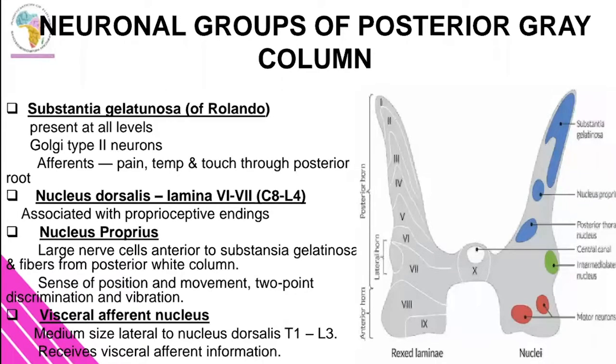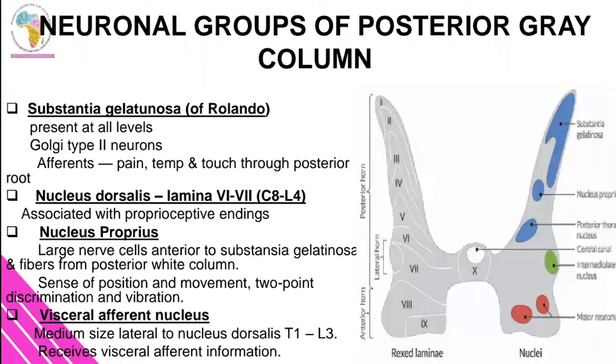Then the nucleus proprius is made up of large nerve cells which are anterior to the substantia gelatinosa of Rolando, and also the fibers from the white column. It is involved in position sense and movement, and it's also involved in receiving sensations of 2-point discrimination and vibration.